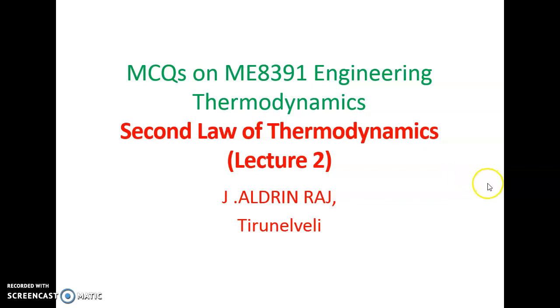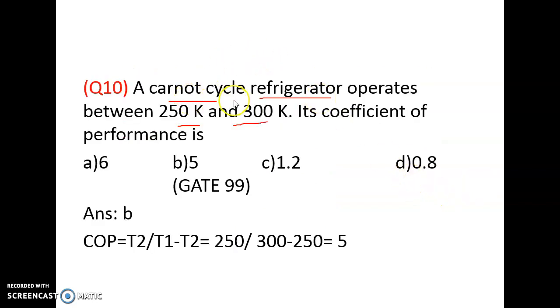Second lecture on second law of thermodynamics. Question number 10. A Carnot cycle refrigerator operates between 250 Kelvin and 300 Kelvin.